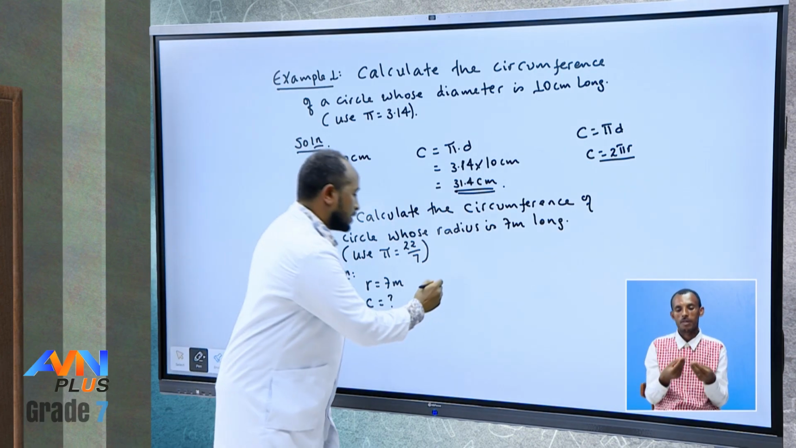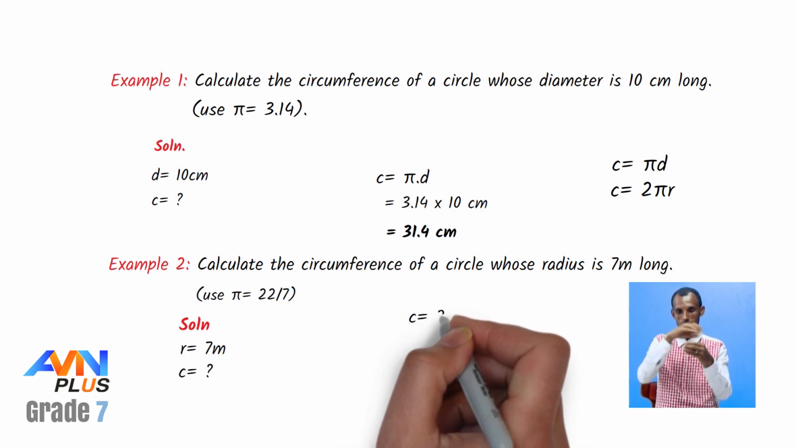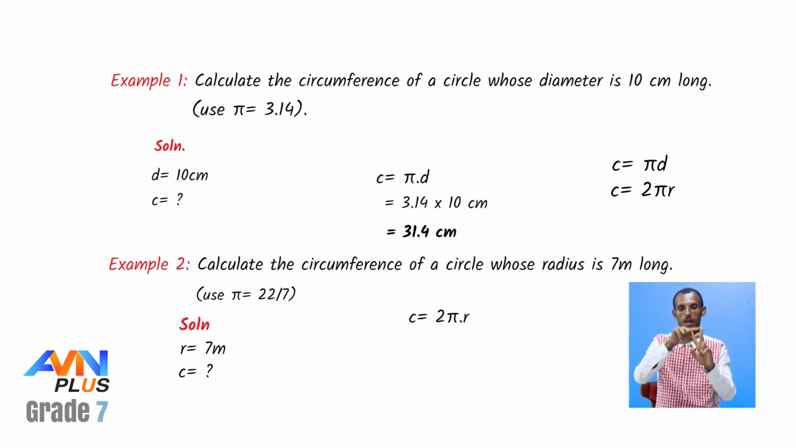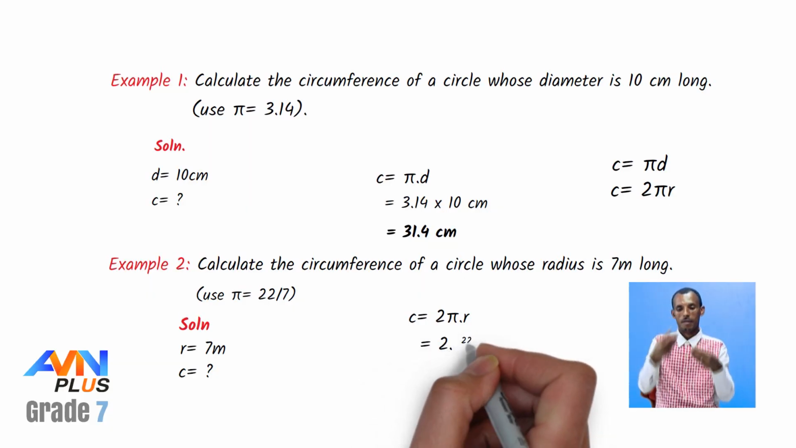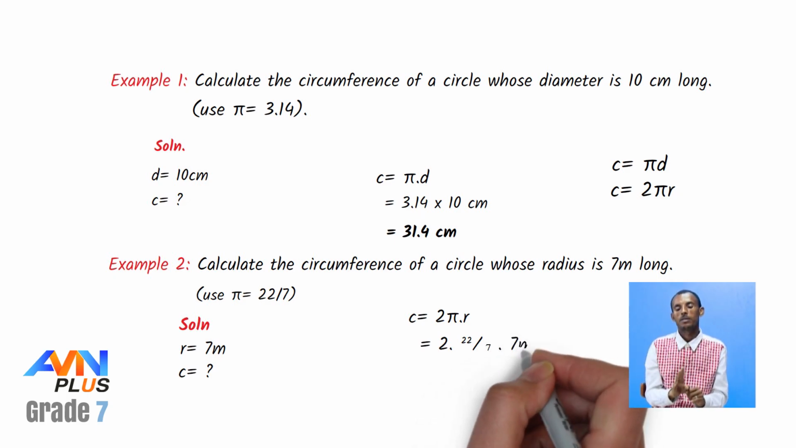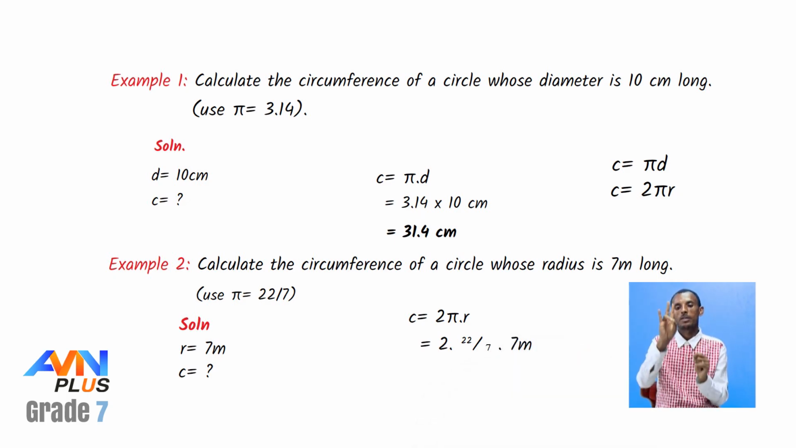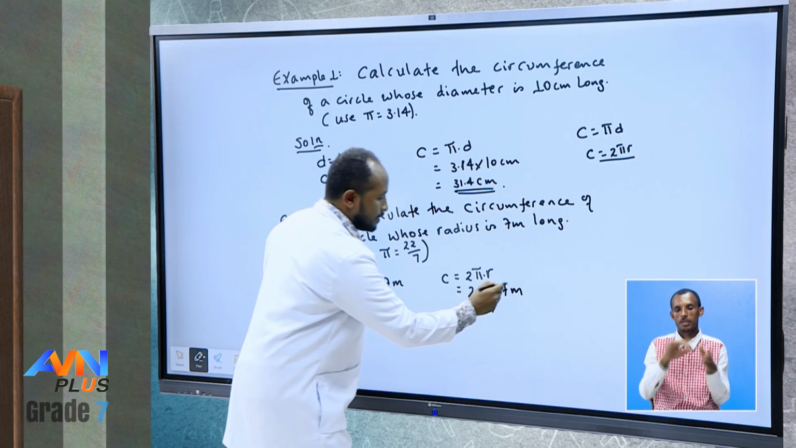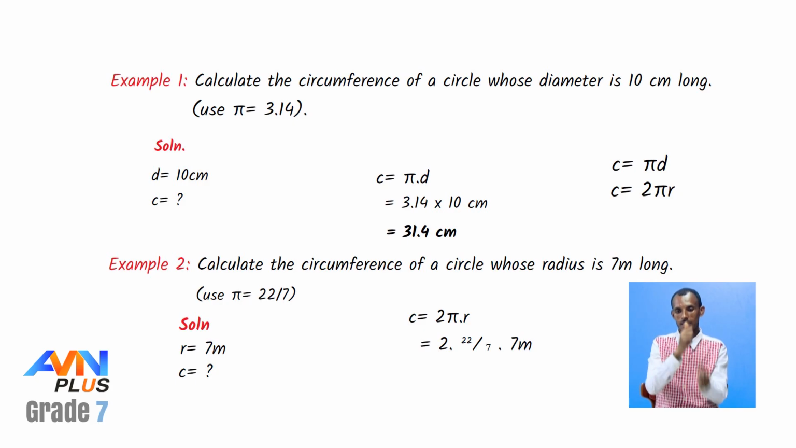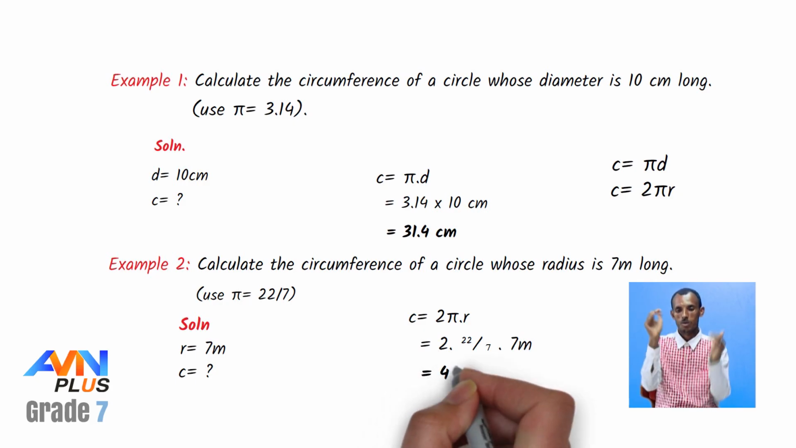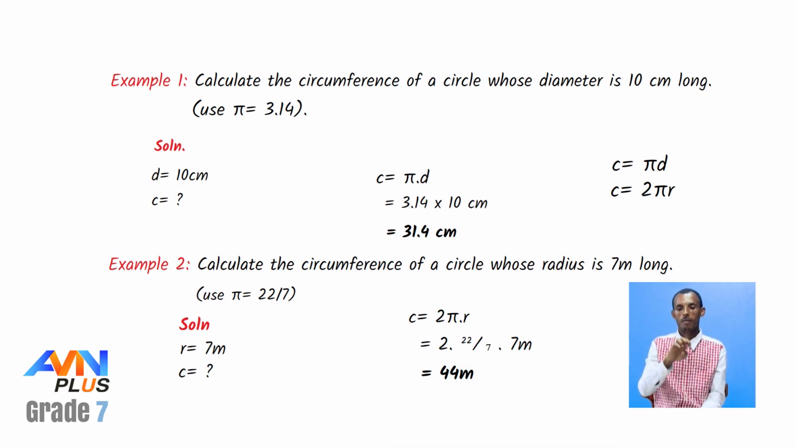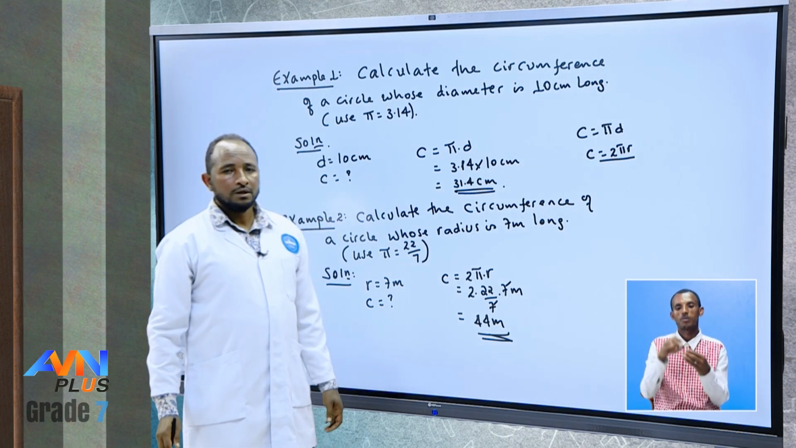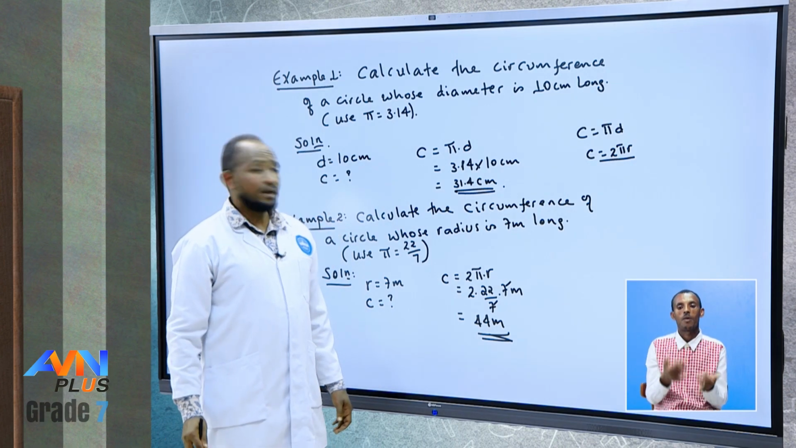So circumference is equal to 2 times pi times radius. So this is equal to 2 times pi, which is given to be 22/7, times the radius, which is 7 meter. Therefore here the 7 cancels out. You will have 2 times 22, which is 44. Therefore the circumference of this circle is 44 meter. That's it. Now let's proceed to one additional example.